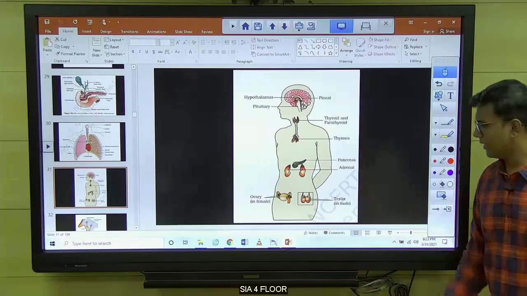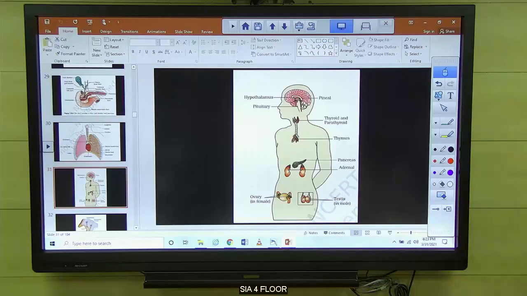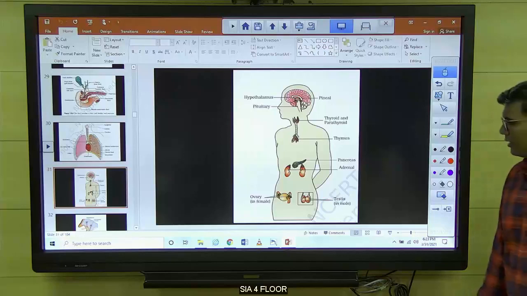Good. And then pancreas, important. Pancreas secretes glucose and insulin and glucagon. For that reason, pancreas is important. And adrenal.